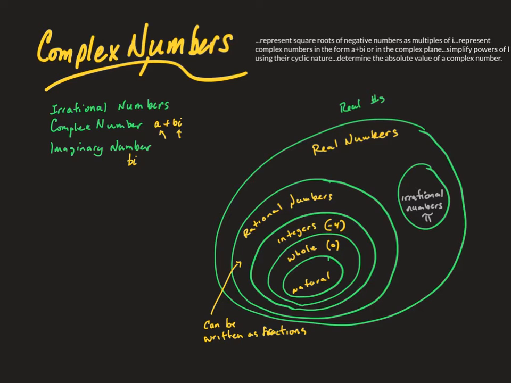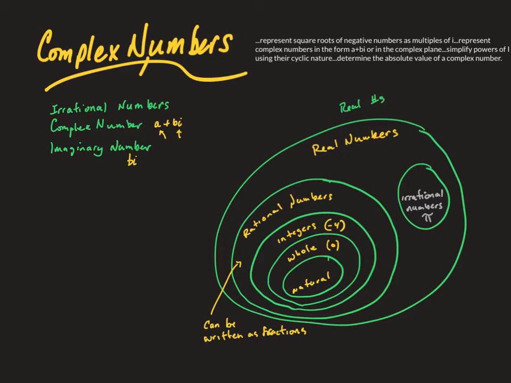And we want to be able to represent square roots of negative numbers as multiples of i, and represent complex numbers in the form a plus bi, or in the complex plane. So we will also graph these complex numbers and simplify powers of i using their cyclical nature, and determine the absolute value of a complex number.